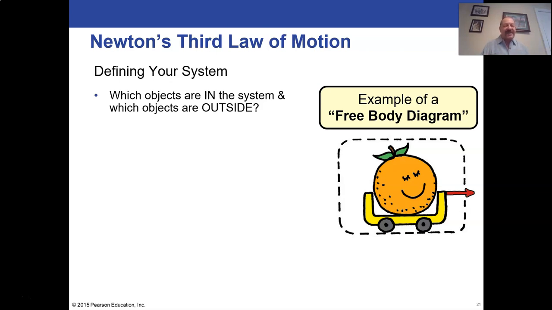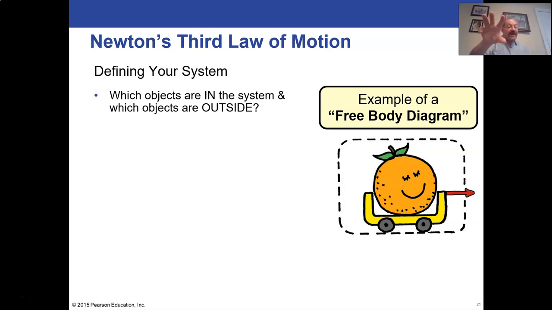So Newton's third law, we're going to continue, but we're going to use a concept called free body diagrams. These are basically diagrams where you're looking at all the objects interacting, and you essentially put a little box or a circle around just the thing you're interested in the movement of. So I've got an orange in a cart. It's a living orange. And this cart is being pulled by some external force. So which objects are in the system, which objects are outside of the system? In this case, the orange in the cart is the system.